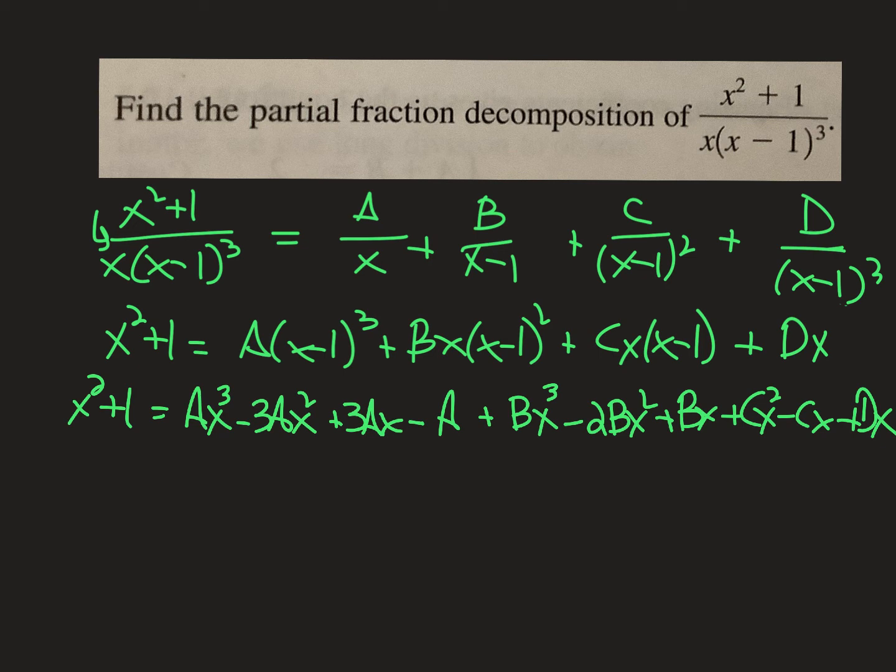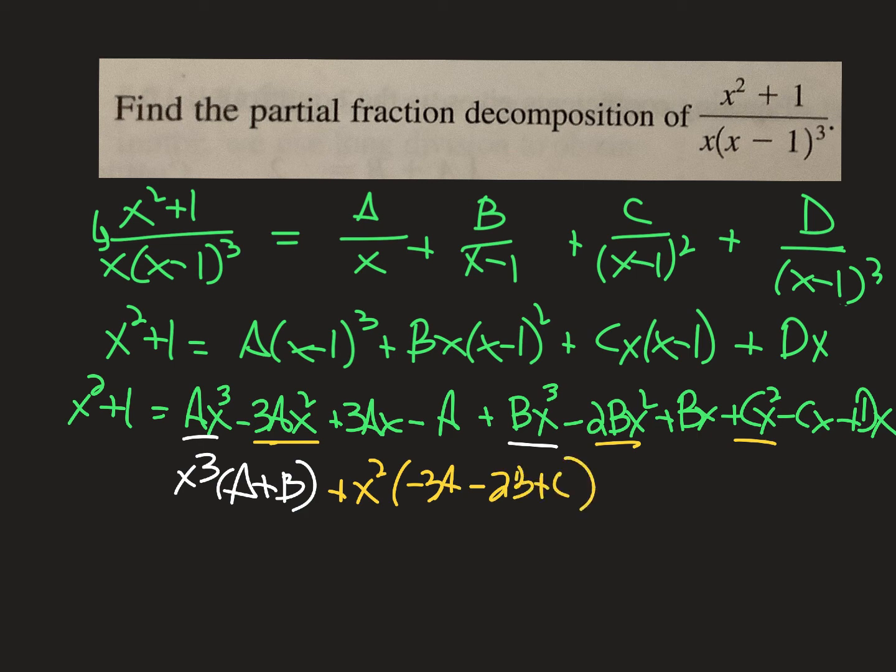Okay, so I'm going to group my stuff. There's an x cubed, there's an x cubed. So I have the x cubed. I would have an a plus b as a coefficient. I'm looking for my x squareds now. So there's an x squared, there's an x squared, there's an x squared. So if I pull out the x squared, my coefficient would be negative 3a minus 2b plus c.